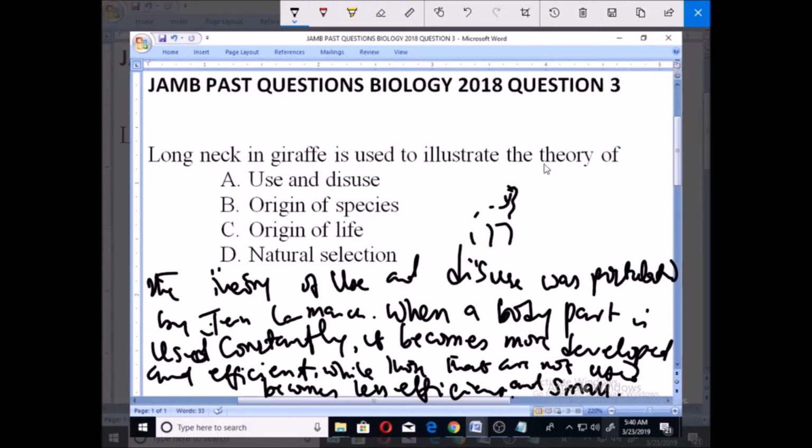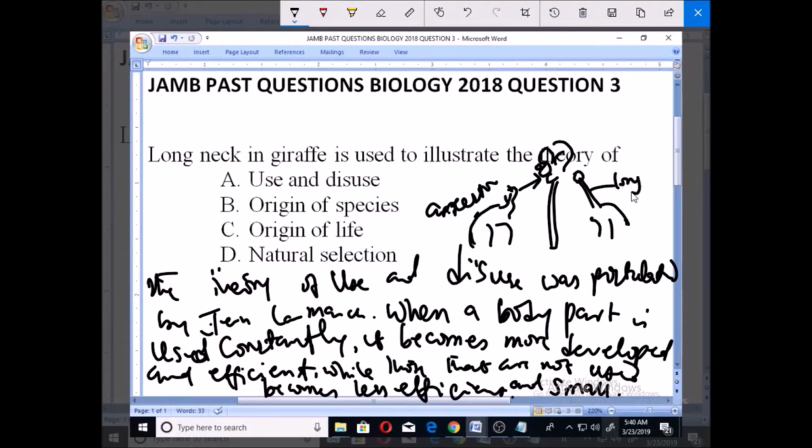and this giraffe is reaching for leaves on trees. These are leaves on trees because for them to survive they have to eat. So because the ancestor of the giraffe, this is the ancestor of this giraffe, they continue to stretch their neck in order to get these leaves. So that now made the neck of giraffes to be very long, and that is why when you see a giraffe you find out that the neck is very long.